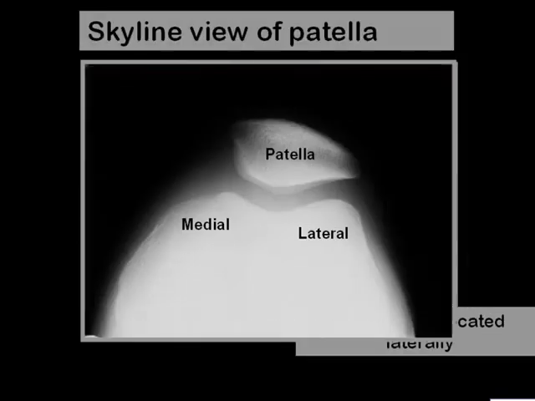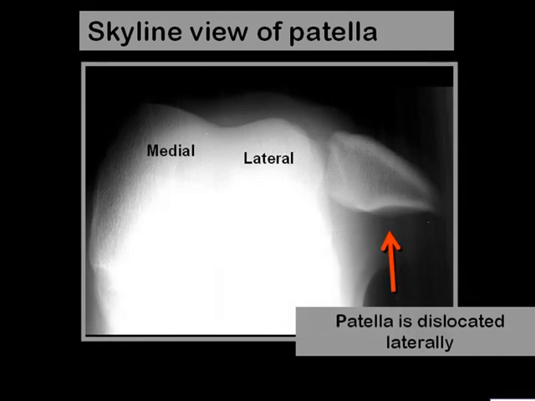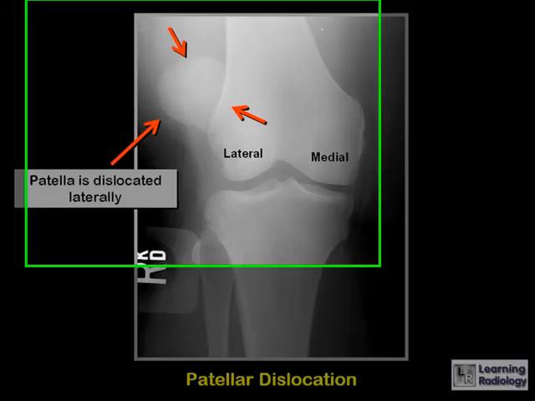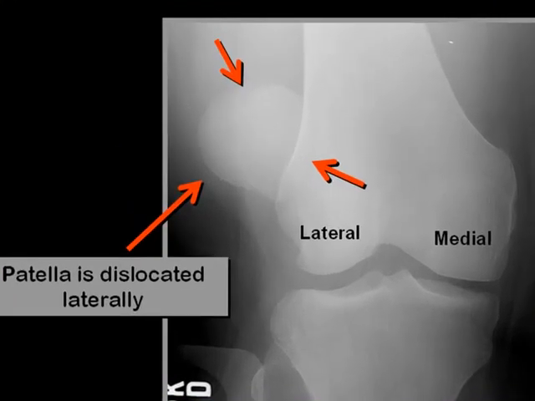This is what a skyline view of the patella normally looks like. We see the medial and lateral femoral condyles and the patella anterior to them. And this is an example of a patellar dislocation in which the patella is clearly dislocated laterally. This is another example of a patellar dislocation. You can see that the patella sits far lateral to the lateral femoral condyle and is outlined by the red arrows.